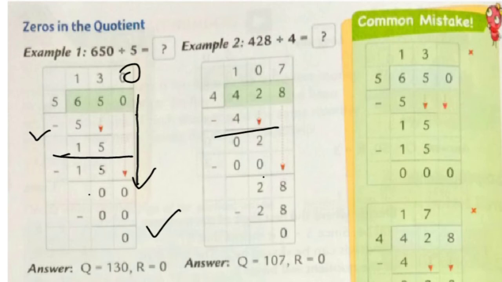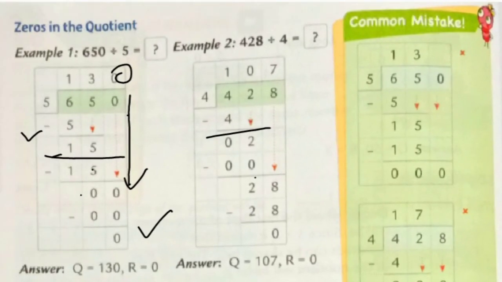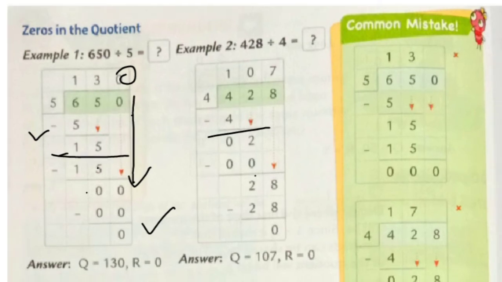As the 2 comes down, the third digit will automatically come down and it will become 28. Clear? Now 4 7s are 28. And again our remainder is 0. So what is our quotient? 107. Clear? Okay. Now there is a column, as you can see here, just beside these examples, about the common mistakes we make. What are the common mistakes? Just see. See the first example.